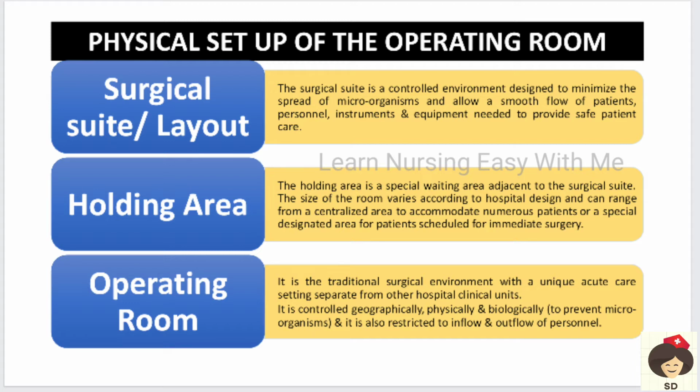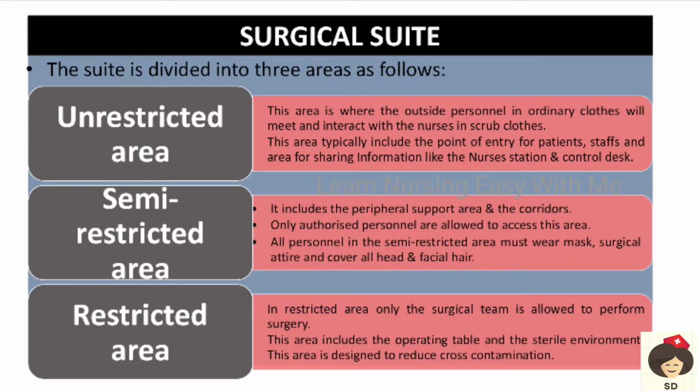And the operating room is where the surgical procedure is carried out. It is controlled geographically, that means only a small space is there to do surgery, and physically that means many members are not allowed, and biologically it is free from infection, and there are restrictions on the inflow and outflow of staff. And the surgical suite consists of three areas: the unrestricted area, the semi-restricted area and the restricted area.